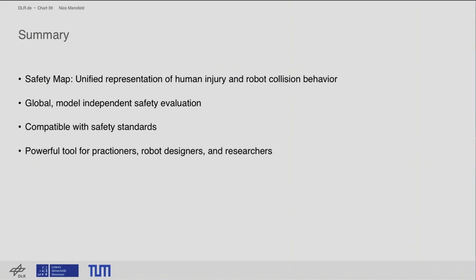To sum up, we proposed the concept of a safety map, which is a unified representation of robot collision behavior and human injury properties, and it allows us to do a very global and model-independent safety evaluation, and it is compatible with the current standards, and we believe it is a very powerful tool for practitioners, robot designers, and researchers. Thank you.